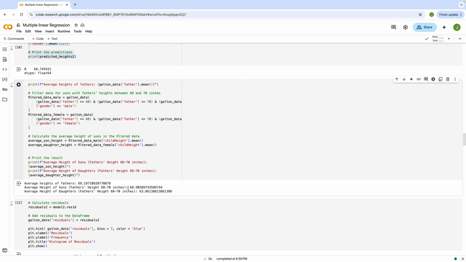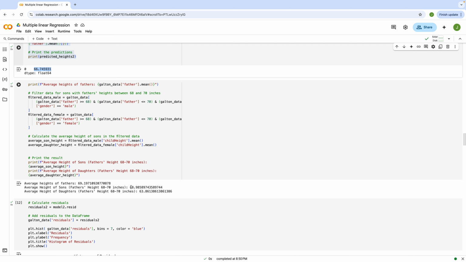Then the average height of a son for fathers in this range between 68 and 70 inches is 68 inches. Now, the average height of daughters whose fathers are the same height, 68 to 70 inches, is 63 inches. Notice I chose my interval 68 to 70, so 69 is right in the middle, which is almost the average. So notice my predicted value for a father whose height is 69.19 inches was 66.74.